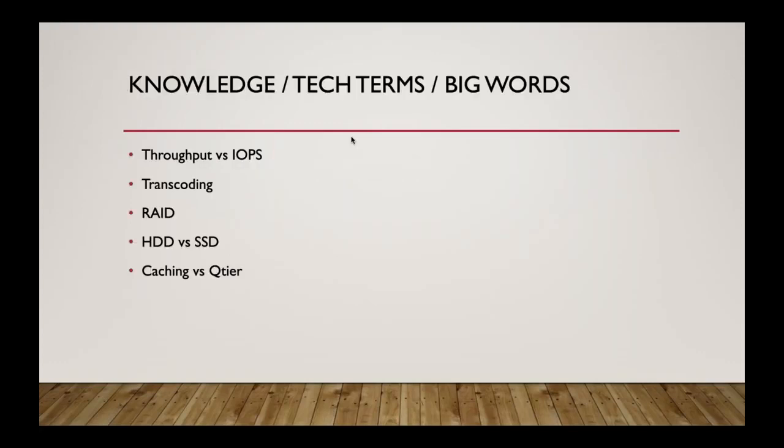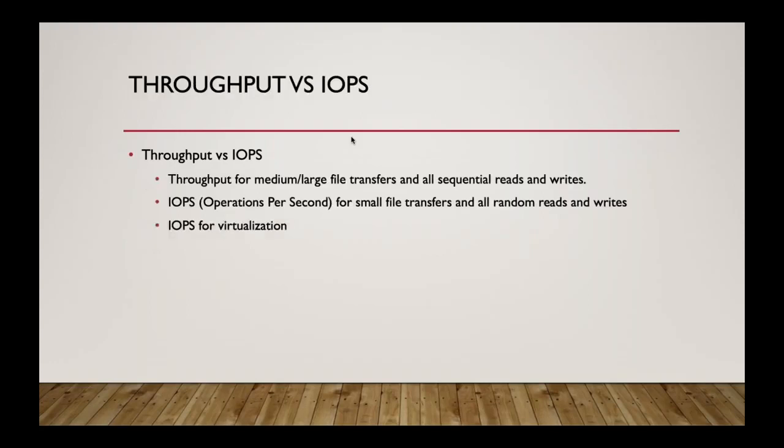For some technical terms I want to go into first, let's talk about throughput versus IOPS. We'll talk about transcoding, RAID, HDDs versus SSDs, and our caching feature versus our Qtier feature. So first of all, throughput versus IOPS. These are both involving performance, but they're different. Throughput is measured typically in megabytes per second. It's how many megabytes per second can you read from the NAS, or how many megabytes per second can you write to the NAS. And throughput really matters when you are dealing with medium to large files.